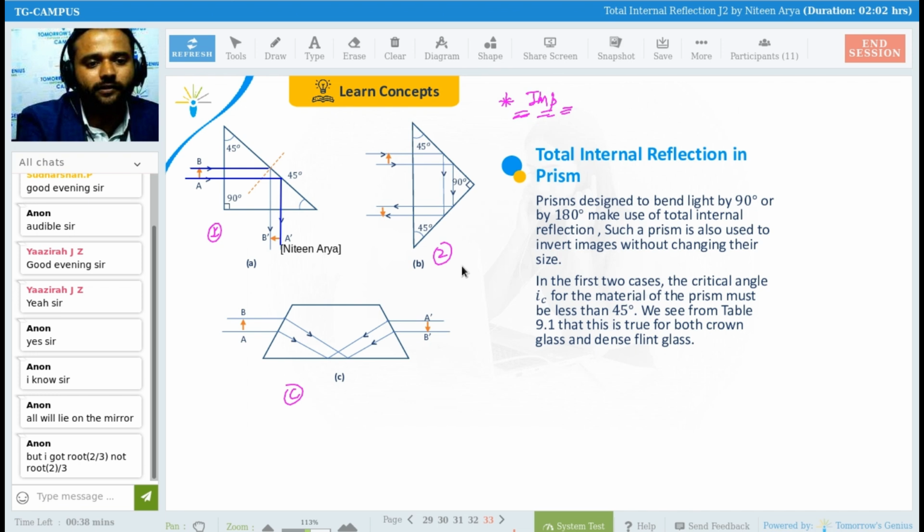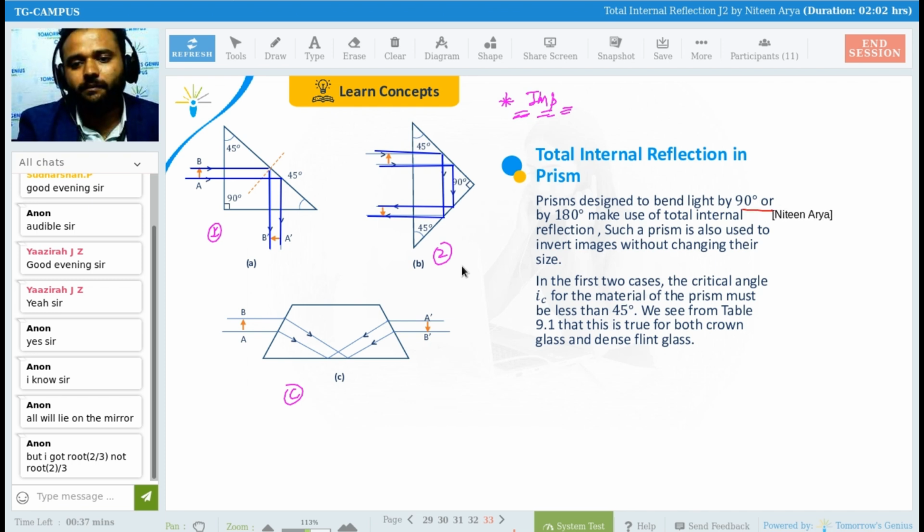The refracted light is at 90 degrees to the initial incident light. Here you can see that it is going to be bent two times: first 90 degrees, and then again 90 degrees. So in this way we can get a 180-degree deviation, or 180-degree rotation, of the incident light. To rotate light according to our needs, either 90 degrees, 180 degrees, or 45 degrees, we can use TIR. A prism is designed to bend light by 90 or 180 degrees, making use of total internal reflection.